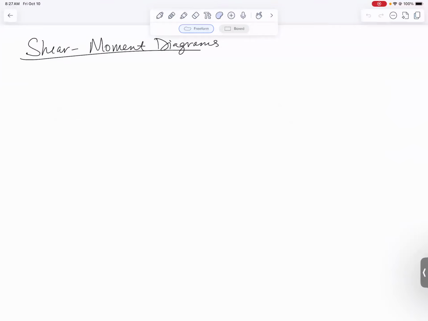Welcome back. Today we're going to continue what we started in the last video on shear and moment diagrams. So we're going to practice them a little bit more, review what we did last time, and in particular I want to make sure we do some examples that involve distributed loadings. So a quick reminder of what we're doing with shear force and moment diagrams.